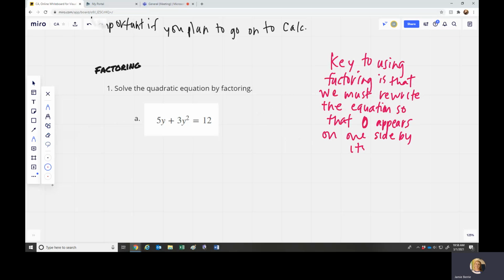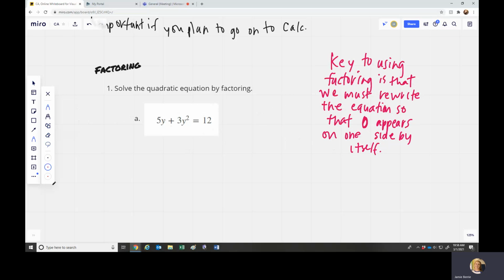Okay, so the key to using factoring is that we must rewrite the equation so that 0 appears on one side by itself. That says 1, O-N-E. It's kind of hard to tell. Okay. That's going to drive me crazy, so let me see if I can fix that. That's better.